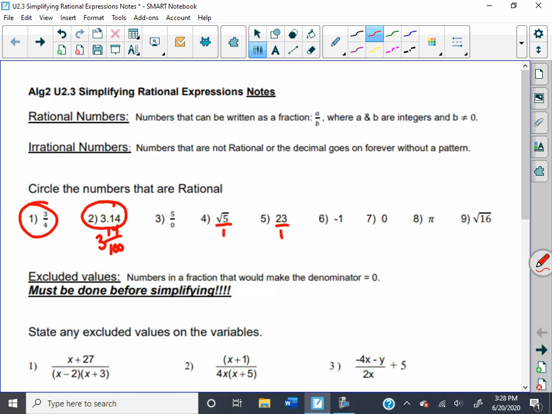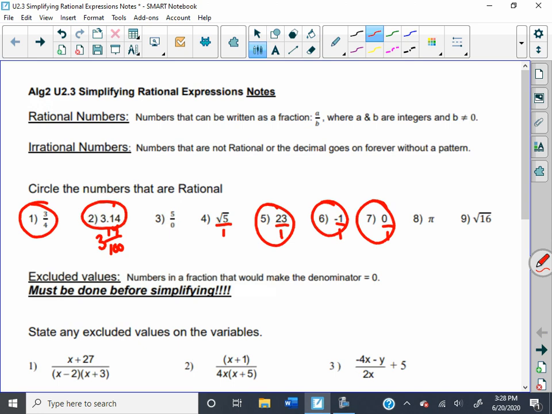Number 5, 23. 23, you could write it as a fraction, 23 over 1. 23 and 1 are both integers, and so 23 is a rational number. Just like 6, negative 1, you could write it as a fraction, negative 1 over 1. Negative 1 and 1 are both integers, and so that is a rational number also. Number 7, 0, you can write 0 over 1, that's okay. 0 and 1 are both integers, and the 0 is on top, so that makes it okay. So that means 0 is also rational.